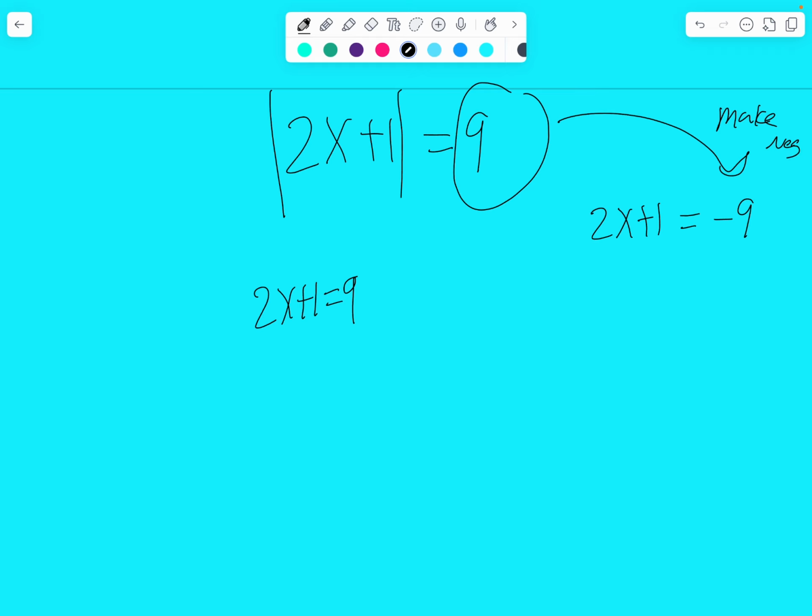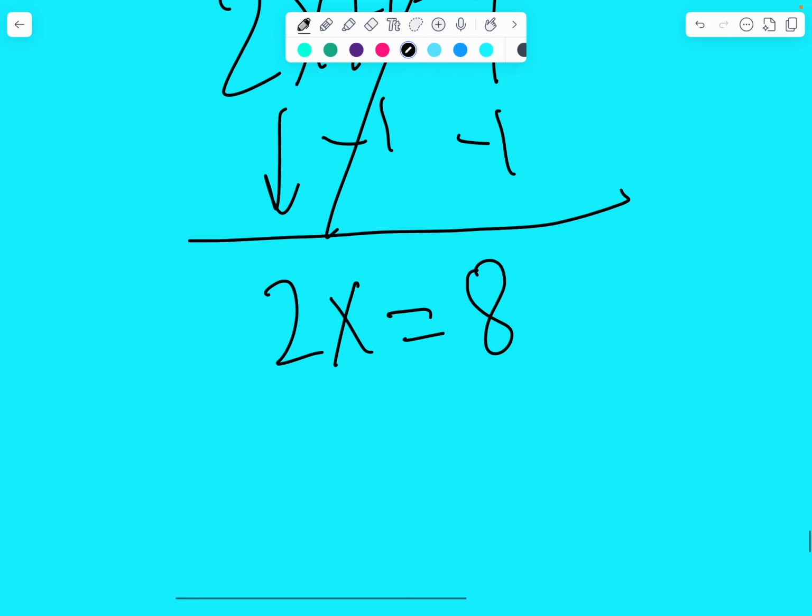Now, I'm going to try to get x alone. So I'm going to minus 1 on both sides to get rid of that positive 1. What's 1 minus 1? 0. So I'm just going to bring this down. 2x equals what? What's 9 minus 1? 8. Remember what I told you. There is an invisible multiplication sign that they never tell you about.